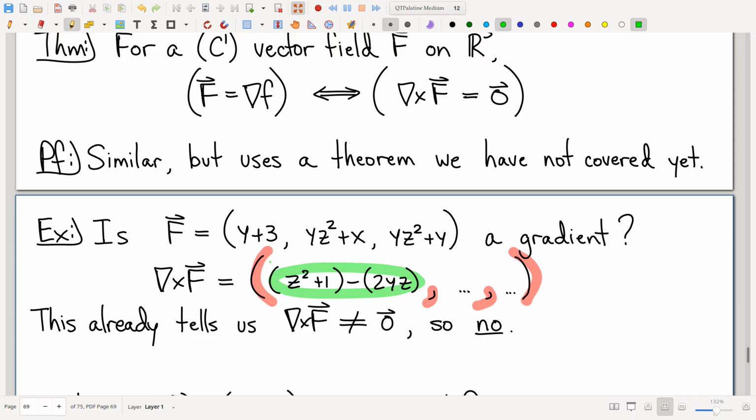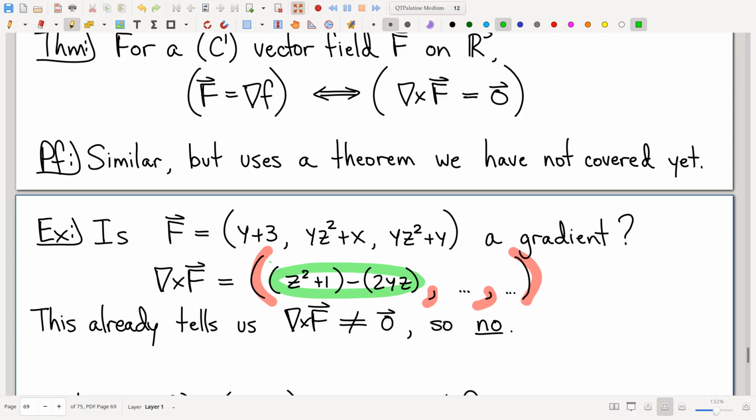Right? I mean, it doesn't really matter what these second and third coordinates end up being. Even if they were both 0, this is already not 0. My vector field is not the 0 vector field. We're done here. What do you think? Is everybody okay with that? It's a clever little insight, and it'll save you a little bit of computation.